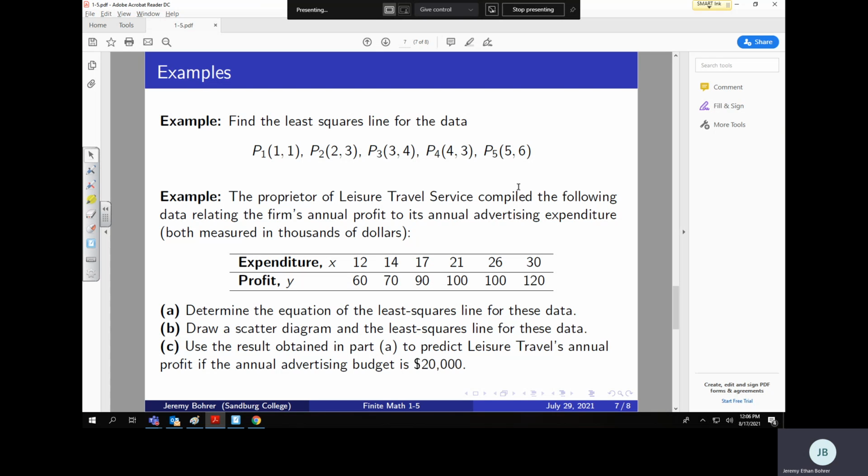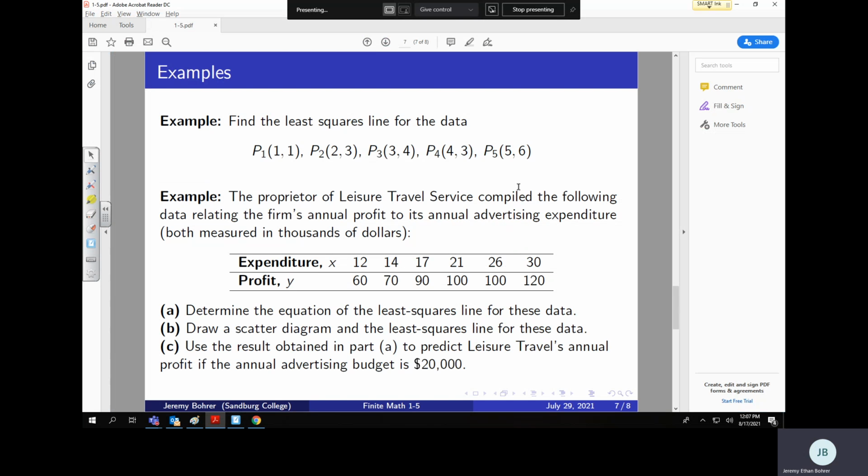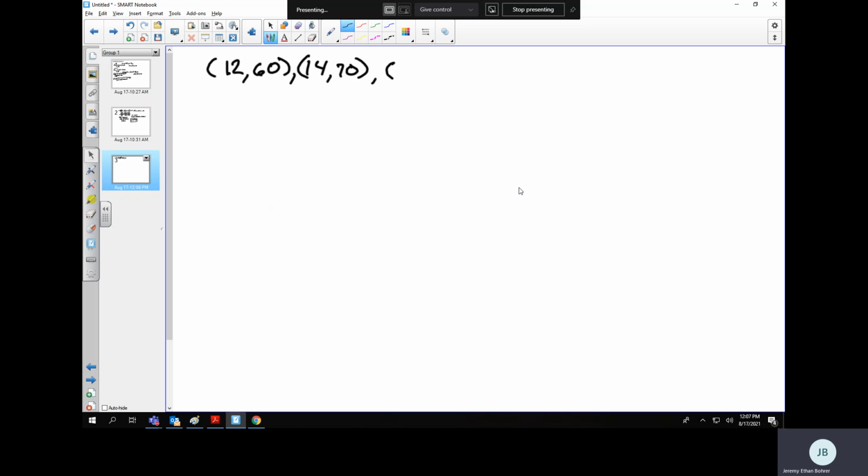So again, we've got a bunch of pairs of data. We're going to write those onto our, in fact, you know what we're going to do? We're going to have to go back and forth a little. Okay, so we've got 1260, 1470, 1790, 2100.